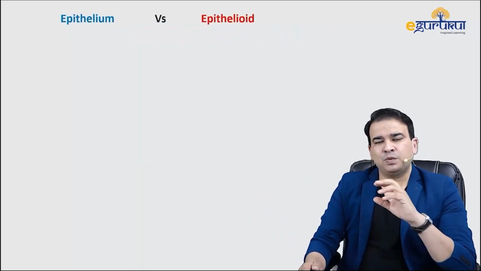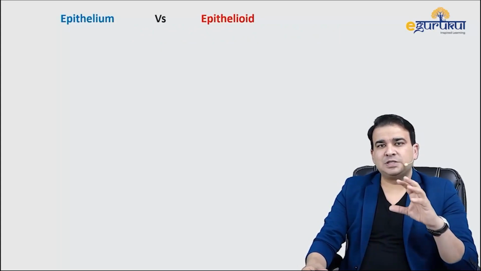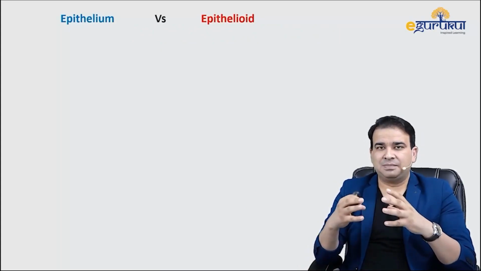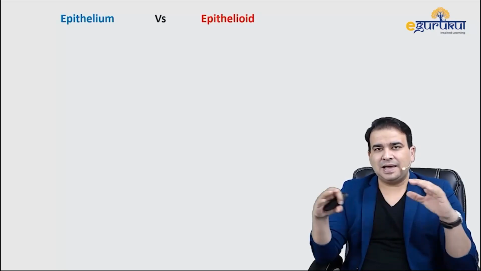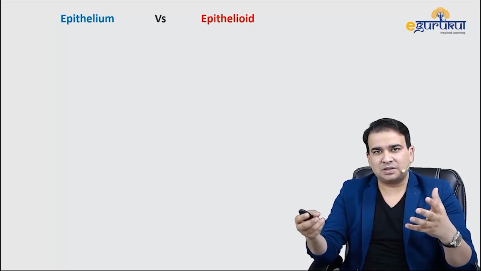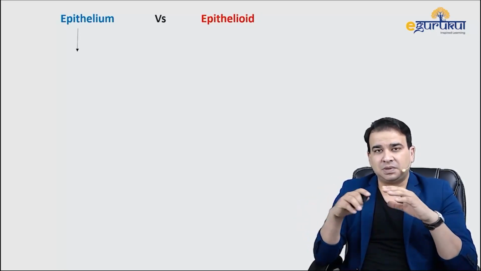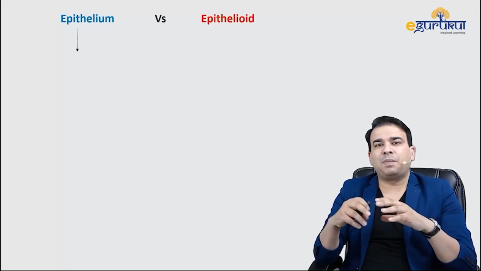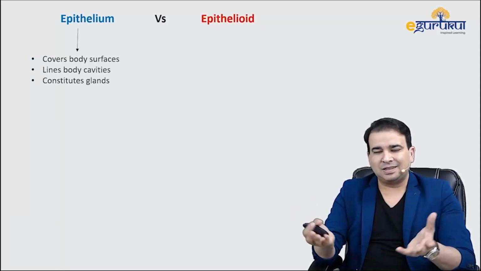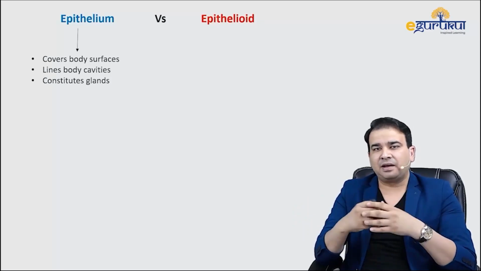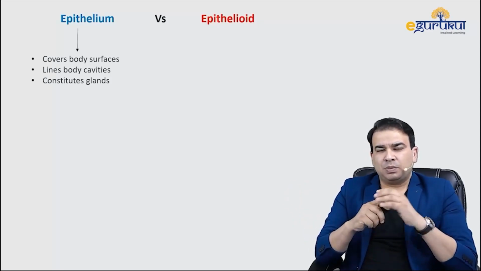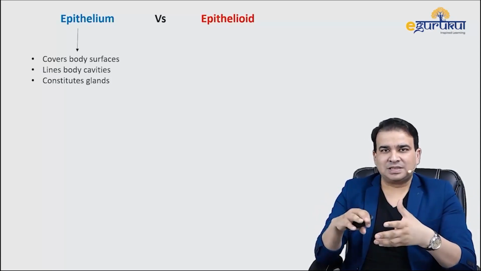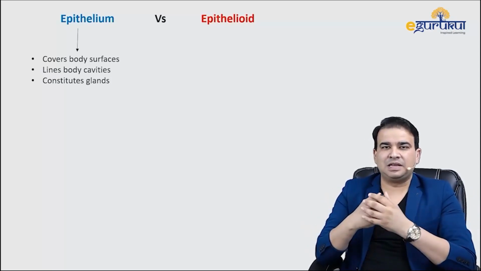So first, before we start with the epithelium, we need to know the difference between the epithelium and epithelioid. Now when you say epithelium, obviously it is the cell layer which is covering the outer body surface, or it is covering the internal organ, or it may be forming a part of the gland also. You can see it in the thyroid gland, we have a lining, or any other gland. So lining of any structure, whether it is outside or inside, that is what you call epithelium.